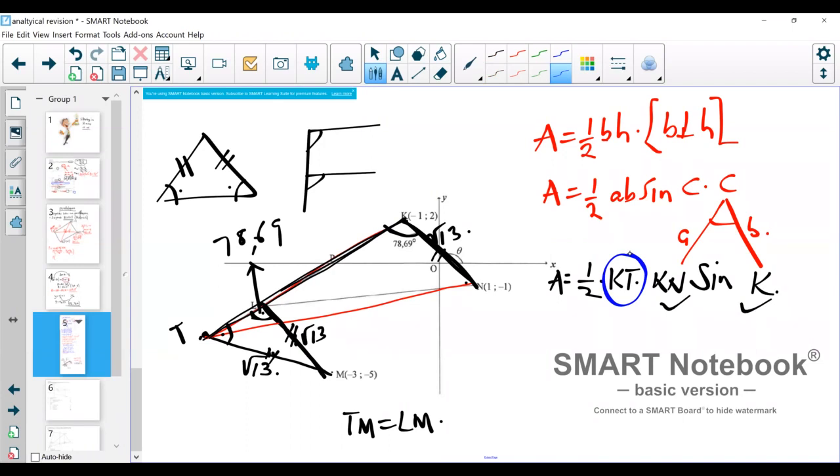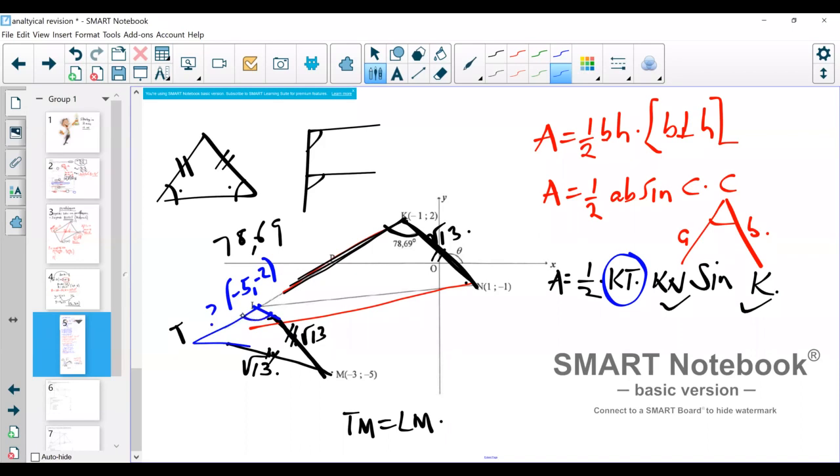The length of KT. By the way, since I know my L coordinate, I know this coordinate as -5 and -2. I can actually get KL. But my problem, let me clean this for clarity, my problem is that I need to get TL. So how do I get TL?